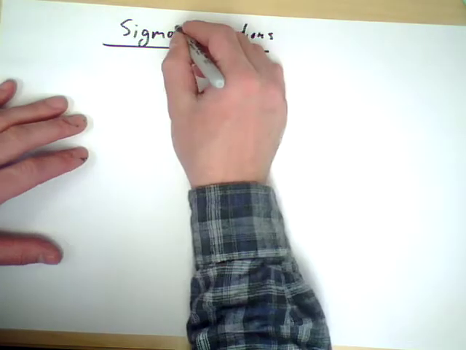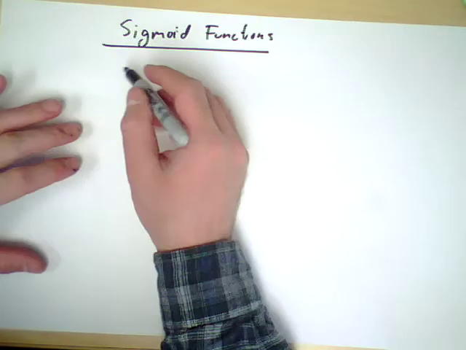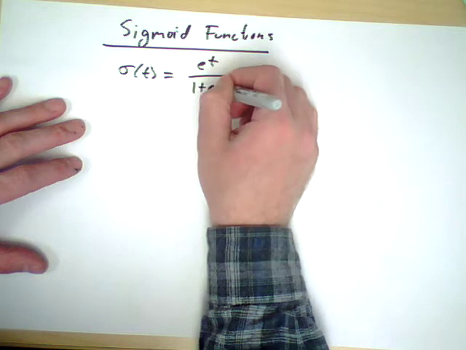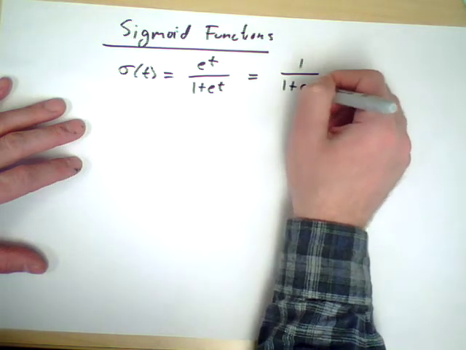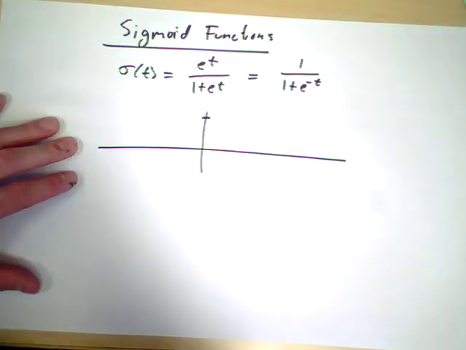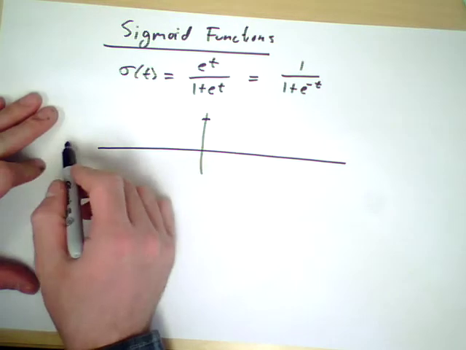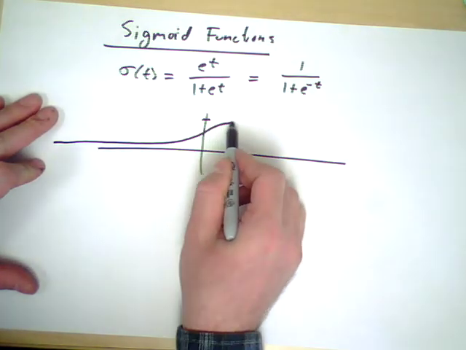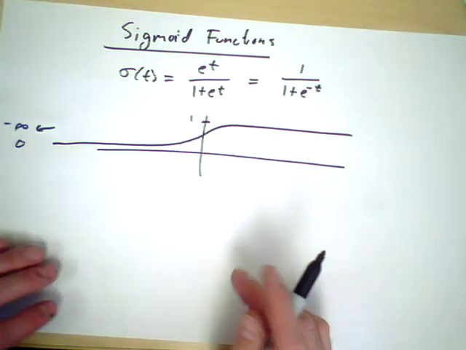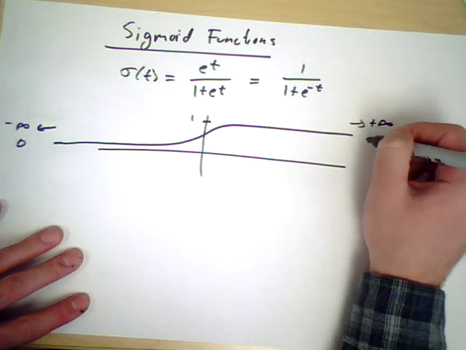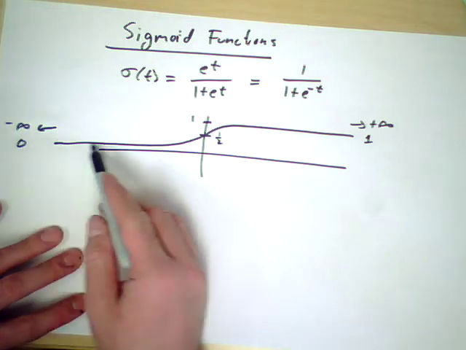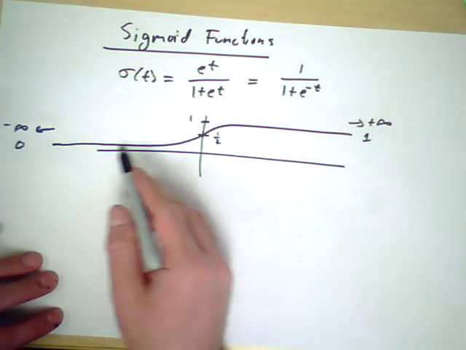A sigmoid function, actually sigmoid is a class of functions, but usually it refers to one particular function, which is the function sigma of t is e to the t over 1 plus e to the t, which can also be written as 1 over 1 plus e to the minus t. This is the logistic curve. It's this classic S-shaped curve, which, as you go to minus infinity, approaches 0, and as you go to positive infinity, approaches 1, and if you plug in 0, you get 1/2.